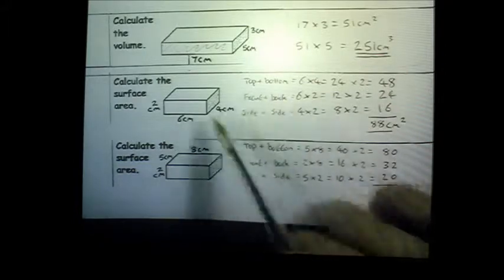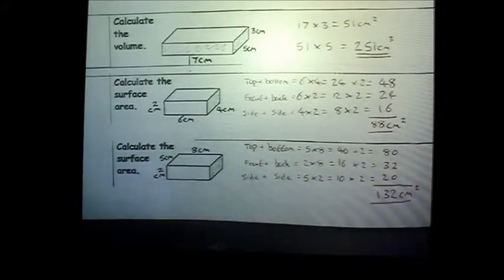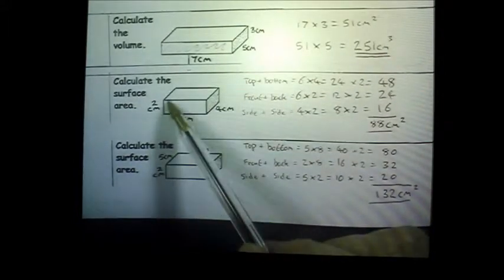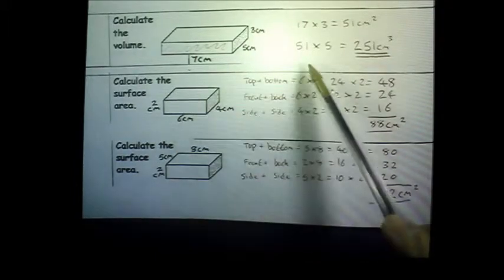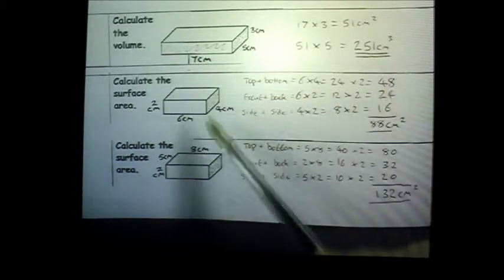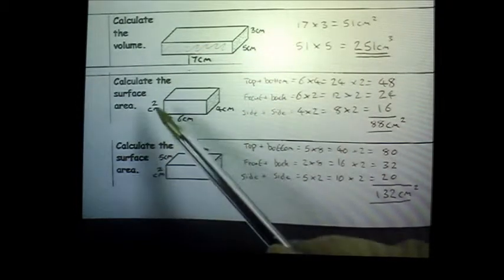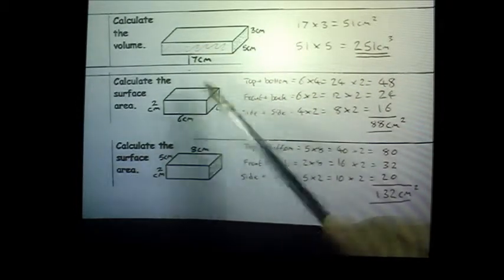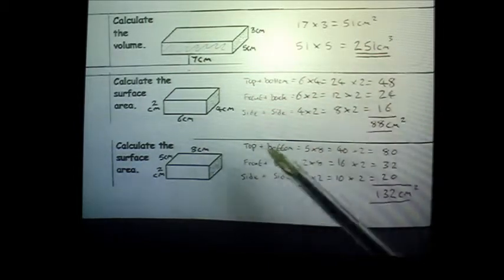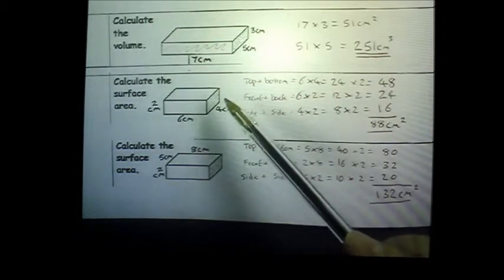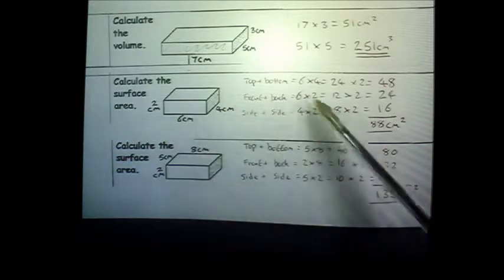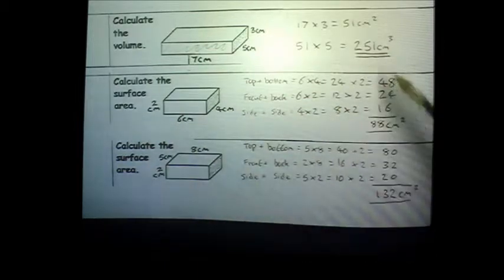The top and bottom are the same. That's the top and that's the bottom you can't see. So that is 6 along there and it's 4 back there. So 6 4s are 24, and I've doubled it because obviously there's a top and a bottom. Front and back, well that's the front obviously, which is 6 by 2, so that's 12, but that's obviously a back, so doubled it, that's 24. 2 sides, 4 across and 2 up, so 4 by 2 is 8, double it because there's 2 sides is 16, add them up and you get 88 centimetres squared.